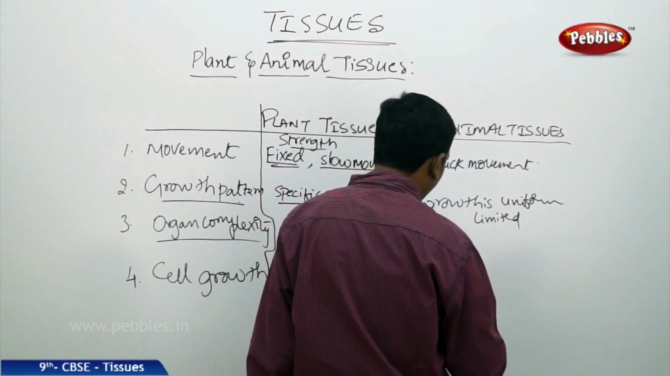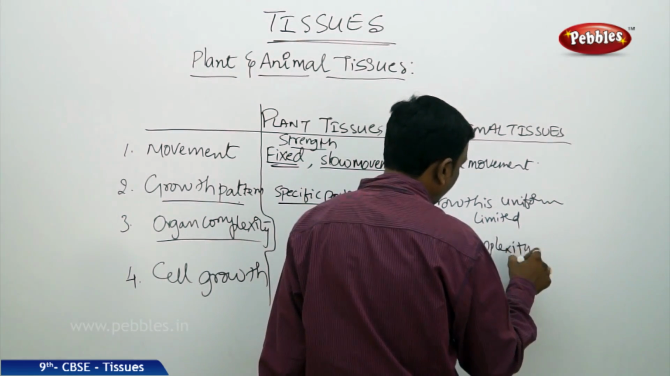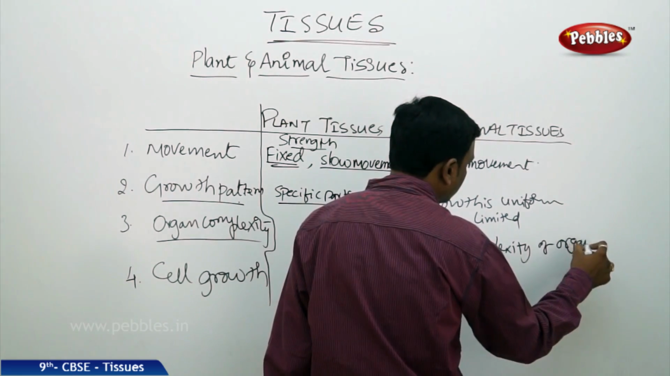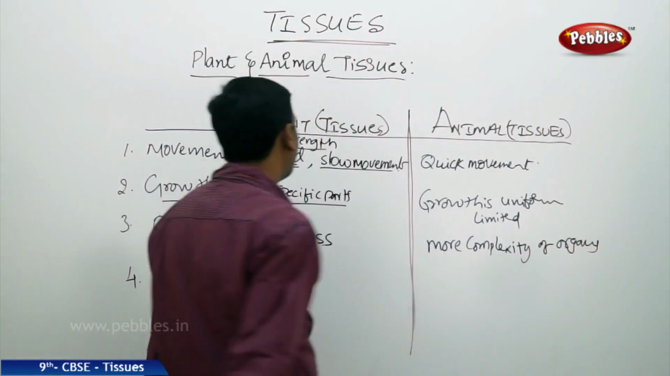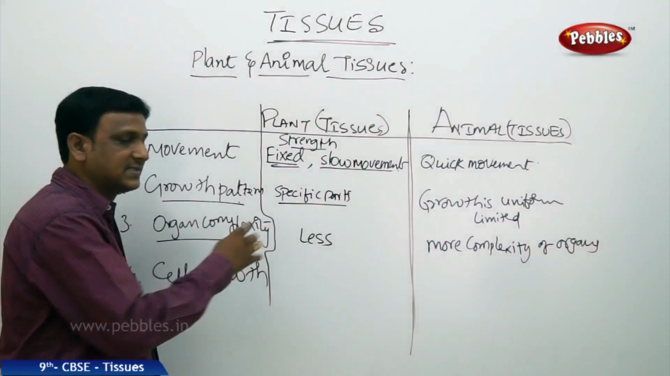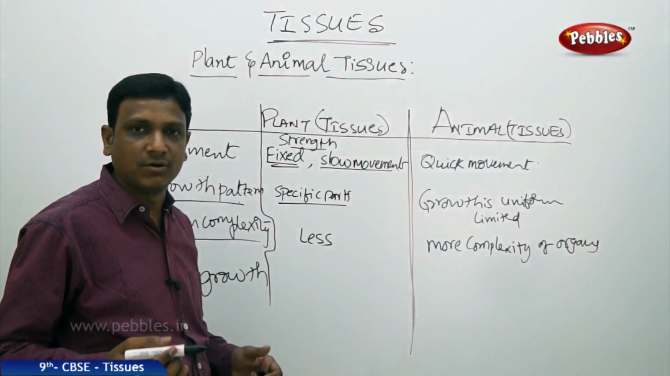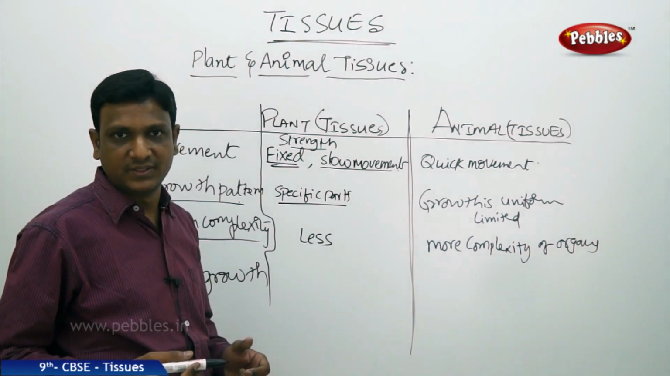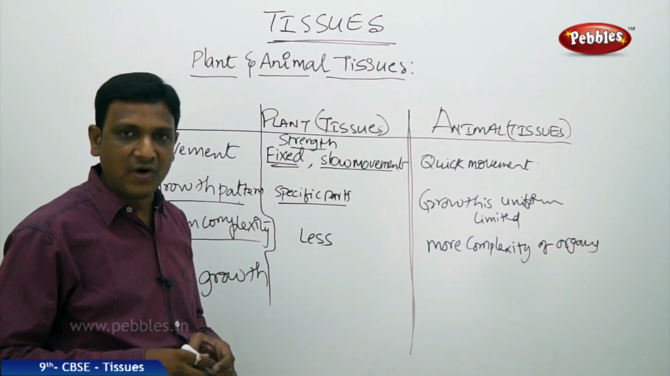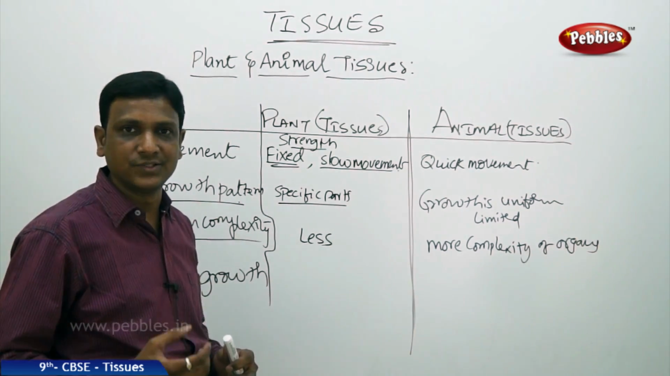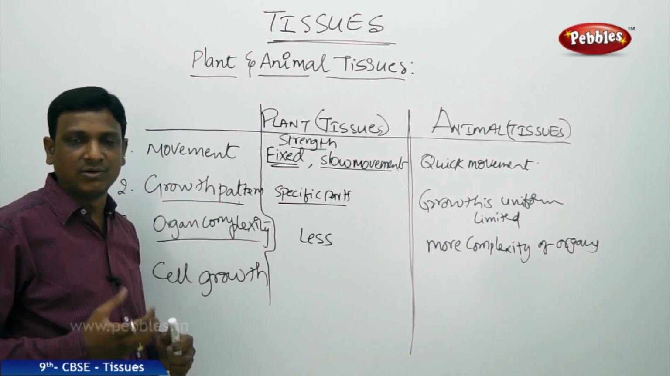Animals have more complexity of organs. So the organ complexity is less in plants, because in case of an animal, if you dissect a rat or any other animal, you see different kinds of parts. If you label the internal body parts of a vertebrate, you find different kinds of organs: heart, lungs, stomach, intestines, kidneys, spinal cord. So many organs are found.